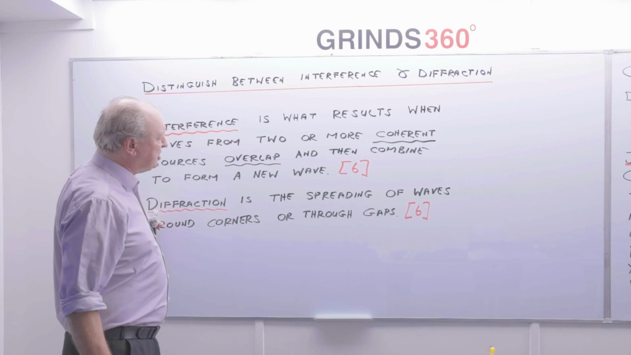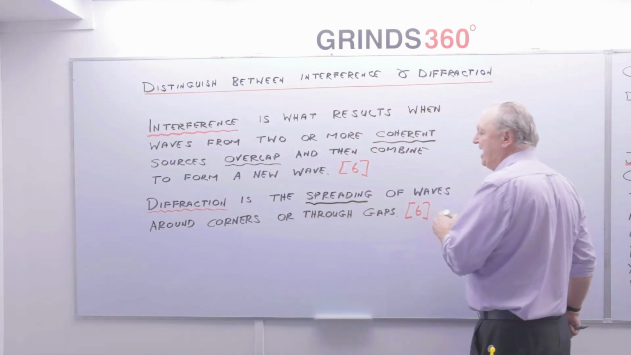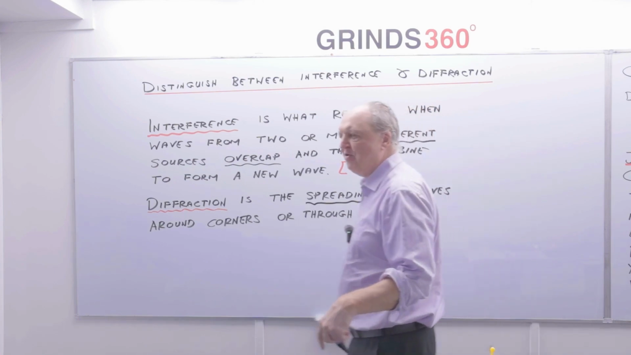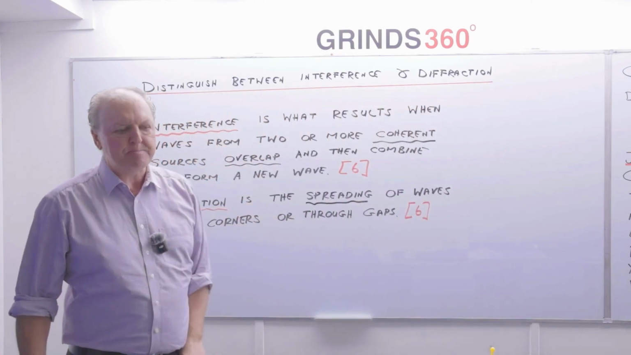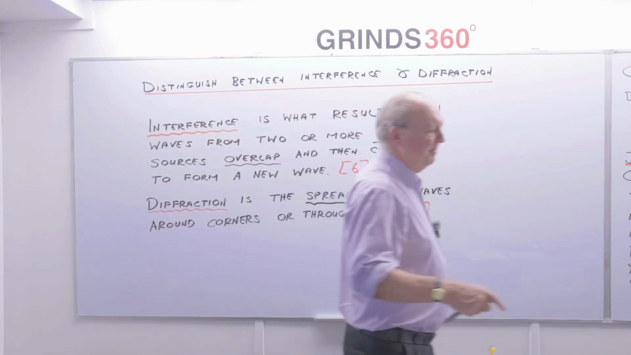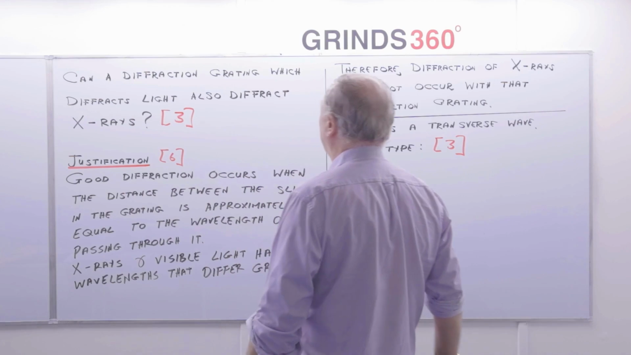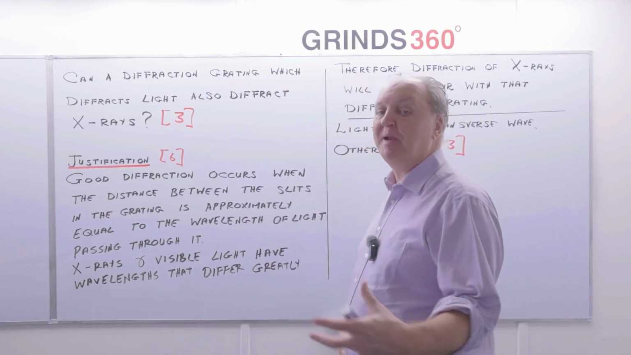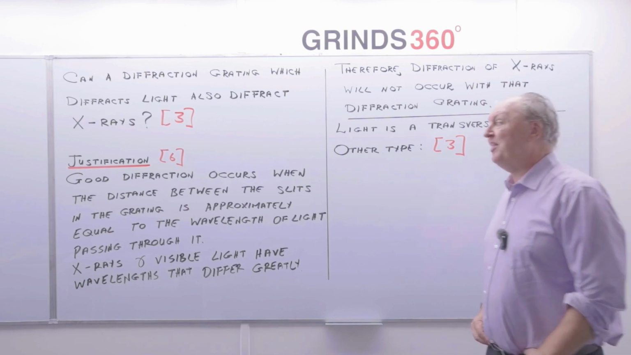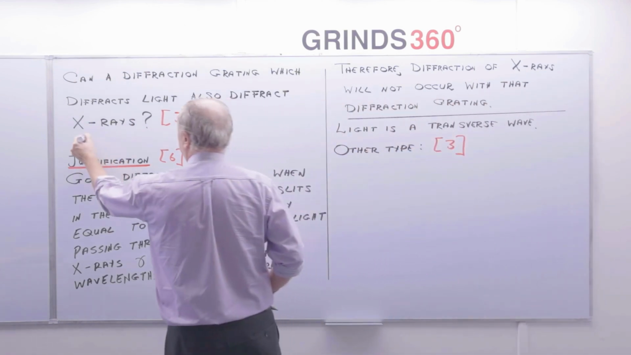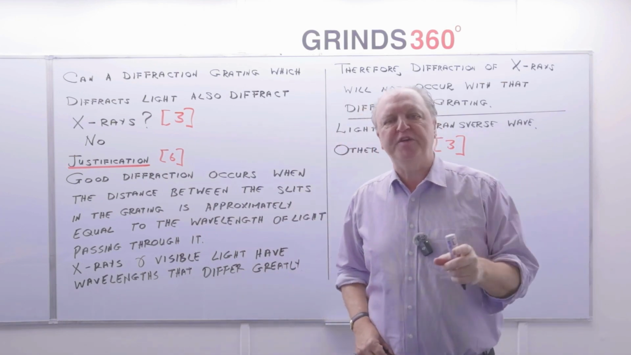And then what about diffraction? It's the spreading, get that word in, spreading of waves around corners or through gaps. So you're getting 6 marks really for the definition in each case. Next, they're asking me the question, can a diffraction grating which diffracts light, visible light, also diffract X-rays? Well, the answer is no. 3 marks for saying that. And now, what's my justification?